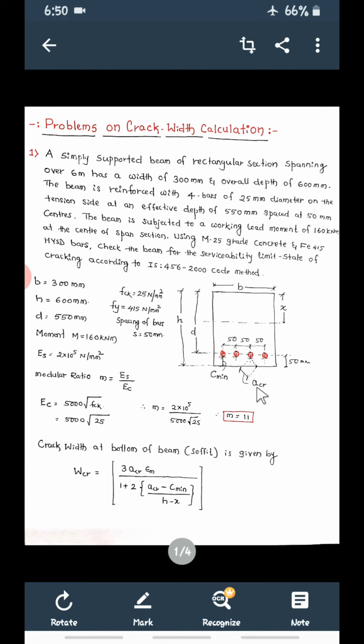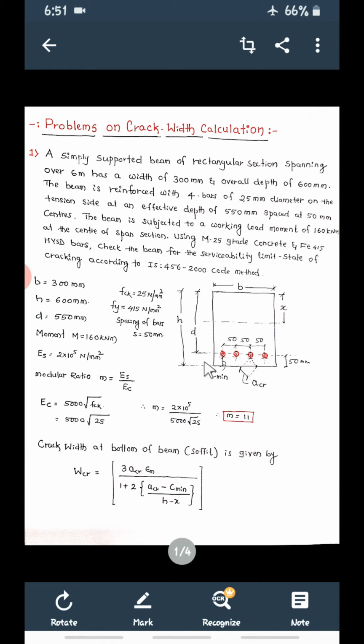Then what is ACR? Normally, what we have seen is that the crack is going to develop at the bottom surface of the beam. So we're going to calculate the crack width at this bottom surface. Let us take this point where we want to calculate the crack width. From this point to the bottom surface of the beam is called ACR, so this distance is called ACR.